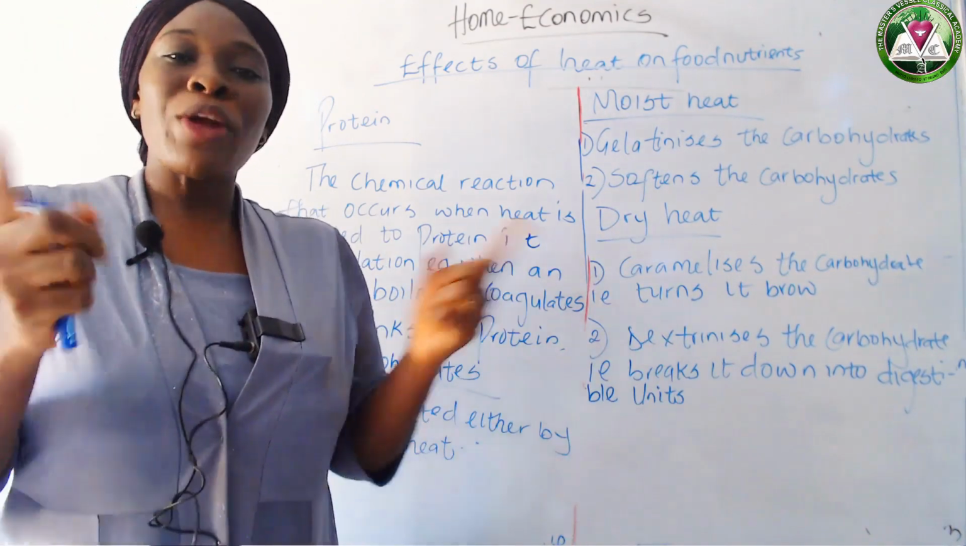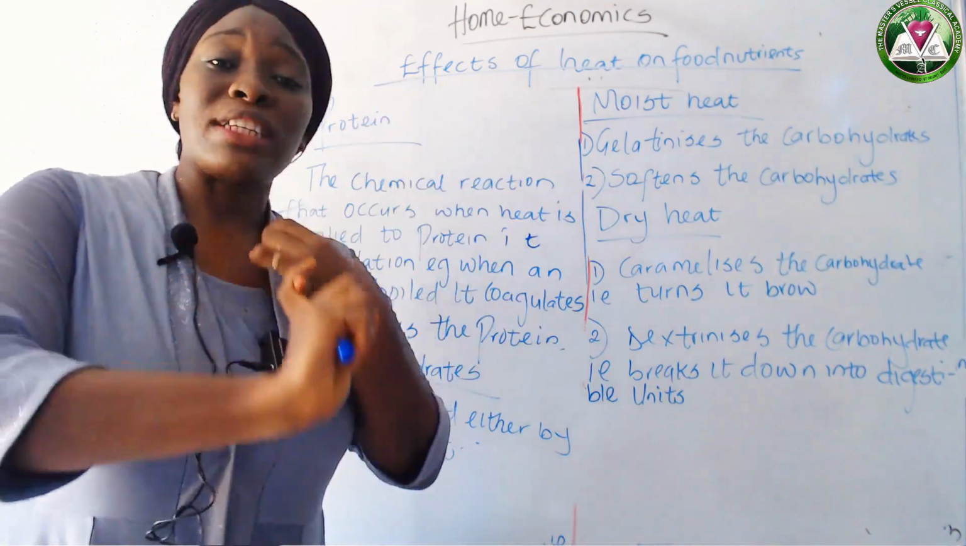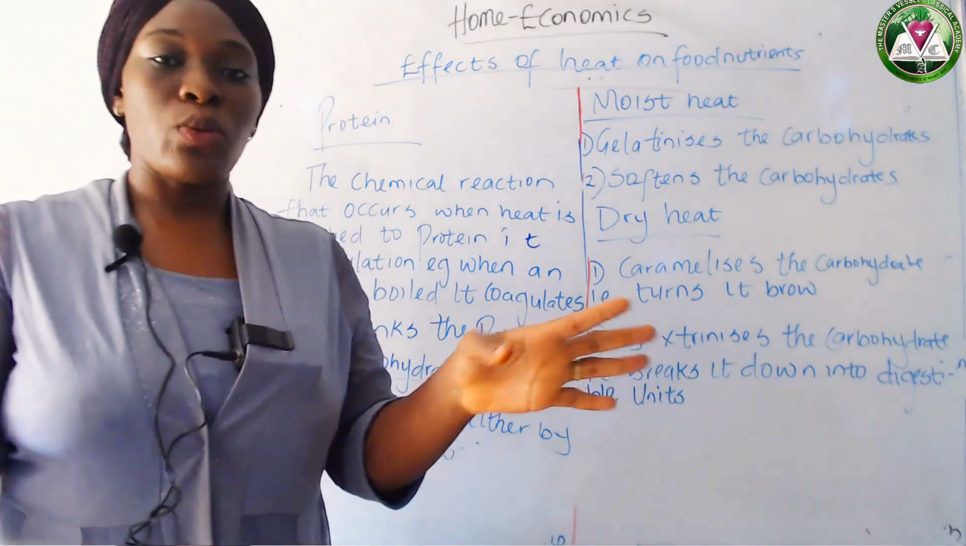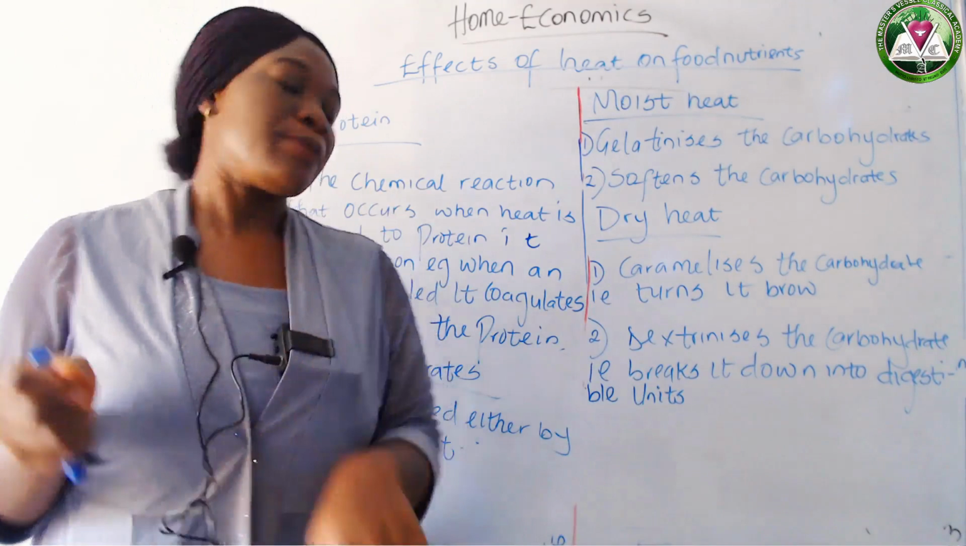You understand? So one of the effects of heat on protein: number one is that it coagulates, just like your egg. And then the second one is what? It shrinks the protein. I'll give you an example in terms of your meat.